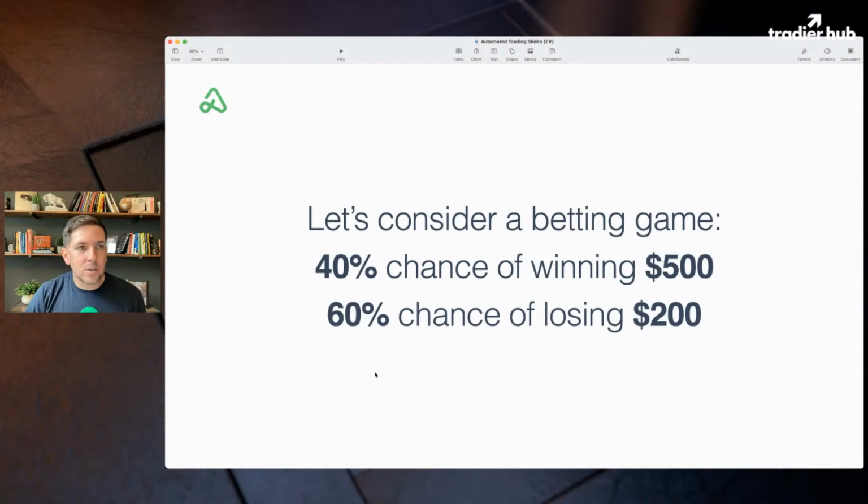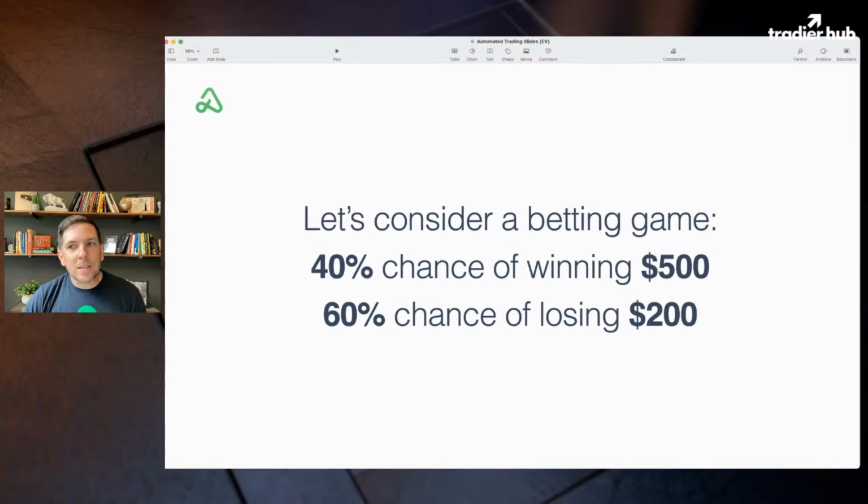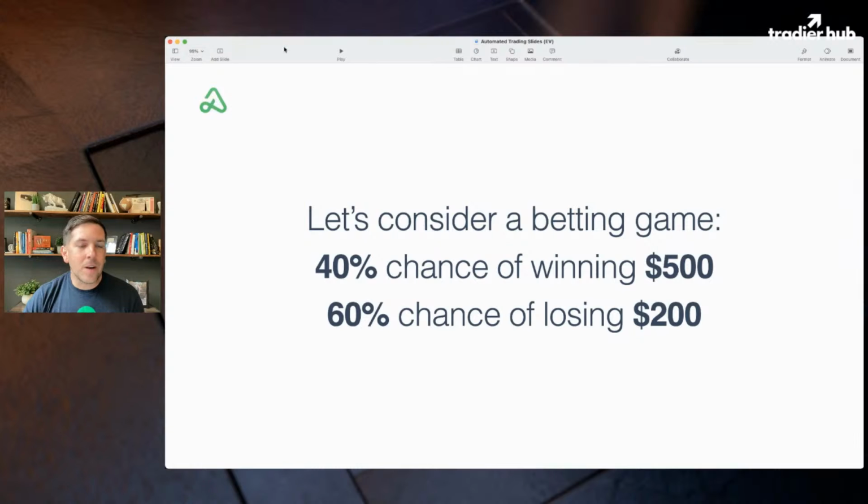So let's start this by considering a betting game. I just wanted to start this in the most simple terms possible because I promise if you just follow along with this betting game analogy, as we go through here, we'll just continue to build and build on top of what we're learning, and you'll start to see why calculating expected value is so important to your trades.